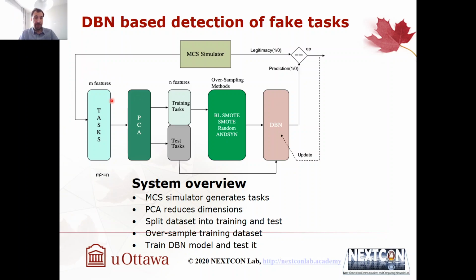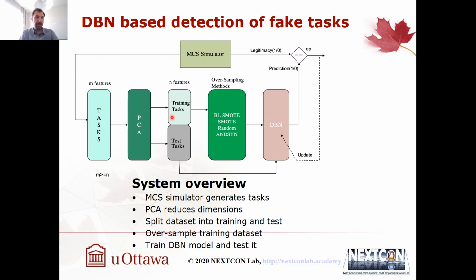Now, the tasks are generated by the mobile crowdsensing simulator. So a task consists of several features, say M features, and these tasks undergo a dimensionality reduction step. So here we use principal component analysis, and of course after the principal component analysis we have reduced dimensions here, but we have a mixed set of illegitimate and legitimate tasks. So we split the data set into a training data set and a test data set. So the training tasks will go into our deep leaf network model.